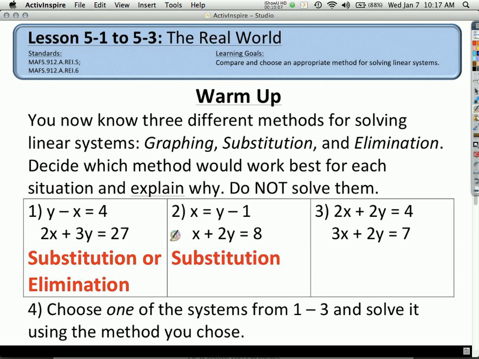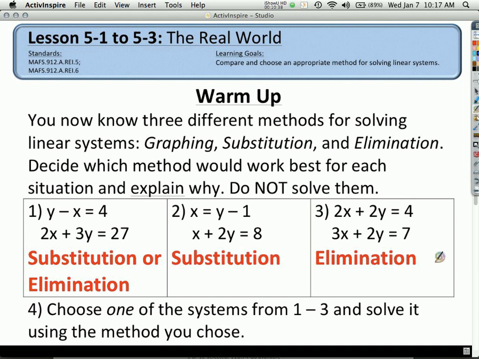I chose elimination. Elimination, why? Because it already had the 2 line, so all I had to do was put -1. Very good. That's a great explanation. Student number 3, what did you put? Elimination. How come? It was like all lined up. Very good. So it's all lined up perfectly for elimination.